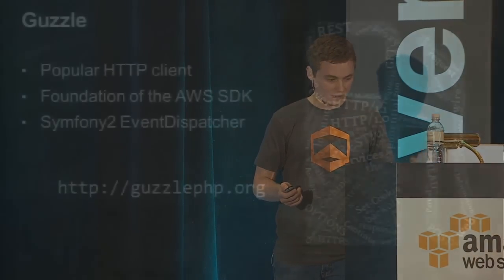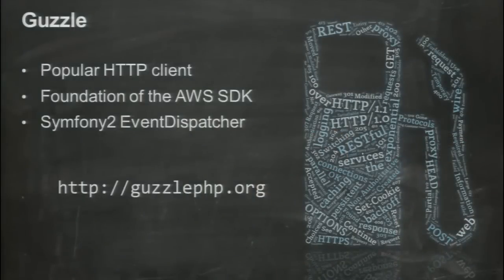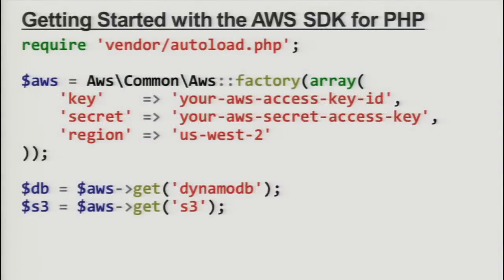So now that we've covered a little bit about the SDK, let's dive into a code example to show you kind of how to get started. And if you look at the top line, you might notice that with the new SDK, you have to require an autoloader. And we're using a PSR-0 compliant autoloader powered by Composer. And if either of those terms are new to you, don't worry, we'll cover both of those in just a second.